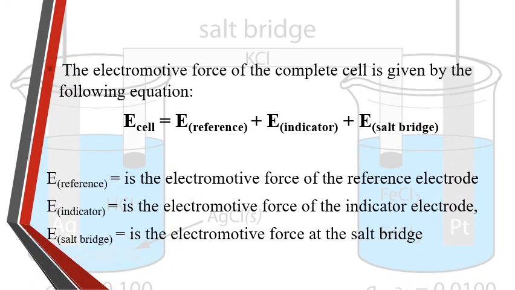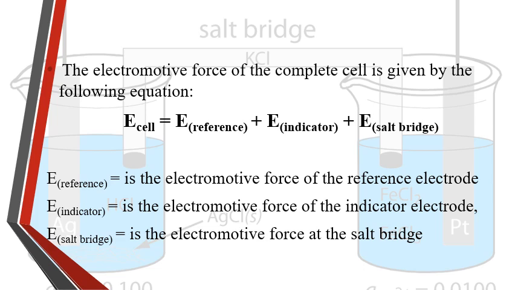Let's talk a little bit about the electromotive force of the complete electrochemical cell. The electromotive force of the cell is the total voltage generated by the cell. This voltage is the sum of the potentials contributed by the various components of the cell: the E reference, the E indicator, and the E junction. The E junction is the E salt bridge.